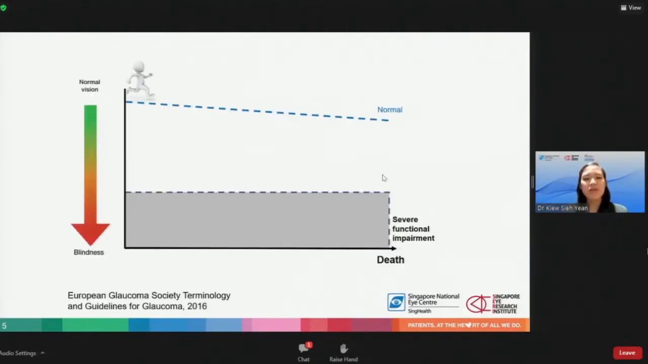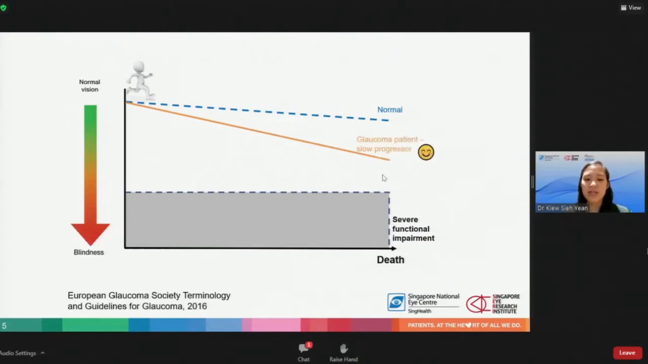Now, in a normal person, there is a gradual decline in visual function with age. At the bottom of the graph, the gray box represents severe visual impairment. For example, when someone might be unable to drive or have difficulty with daily tasks, or if they reach the bottom of the chart, complete blindness. You see from the graph that if the eyes are healthy, the normal person never reaches severe visual impairment in their lifetime.